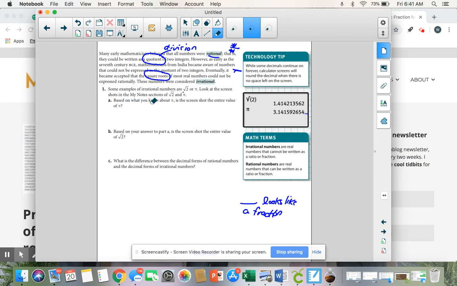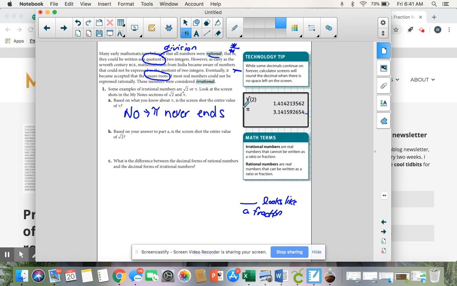So based on what you know about pi, is this the entire value of pi? We're going to say no, and that's because the value never ends. Pi is a math symbol, and that means that pi never ends. Endless pi. It's like a great Thanksgiving.